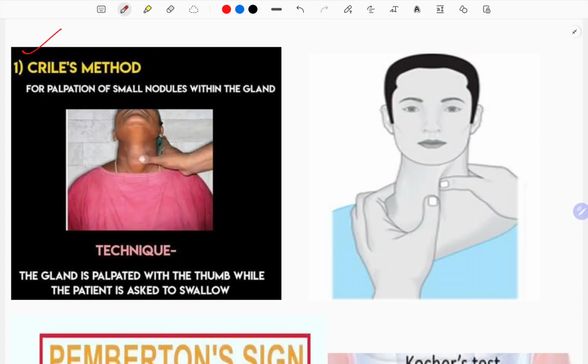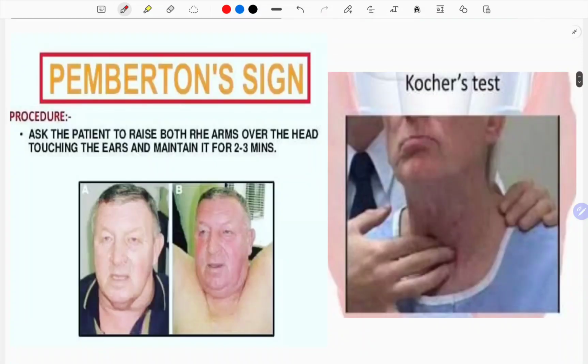So the first one is Kocher's method. Here the doctor is going to push the thyroid gland with the thumb and ask the patient to swallow, and with this he or she can palpate small nodules even if present in the gland. Now the second is again the Lahey's method. See how a lateral push has been given and palpated from the other side.